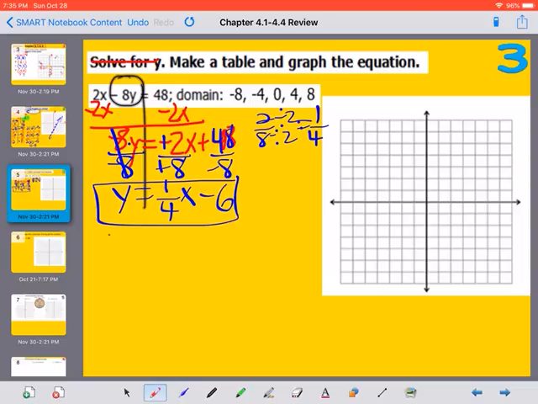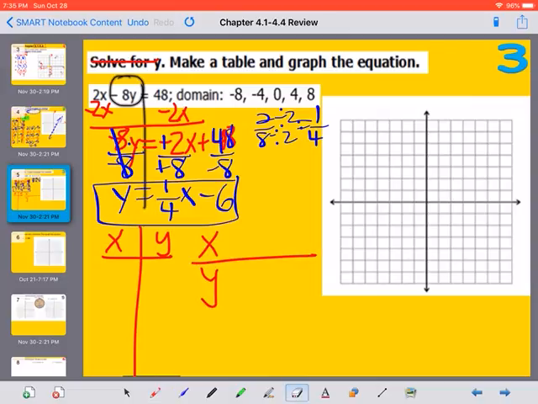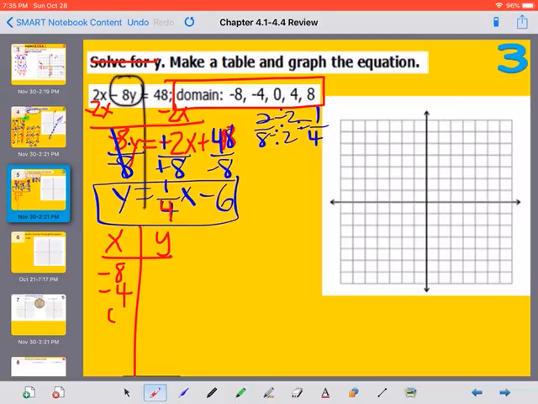Now we need to make a table. I like to make my table this way so I can show my work to the right. If you make yours this way, that's fine too. So they told us our domain this time are increments of 4, which makes sense because our denominator is a 4. So we have negative 8, negative 4, 0, 4, and 8 that we're going to be plugging into our equation for the letter x.